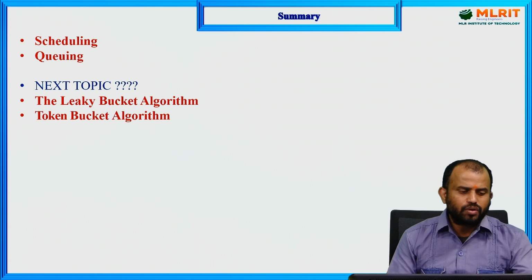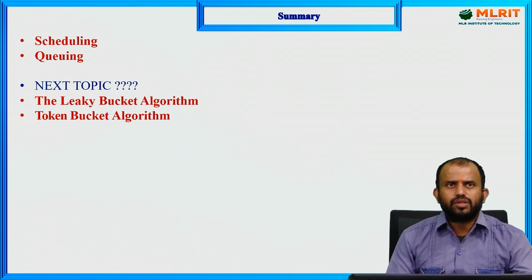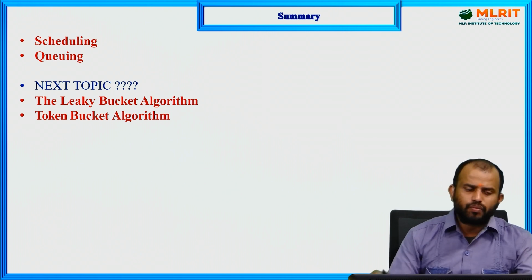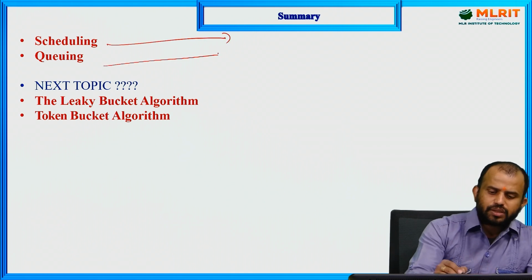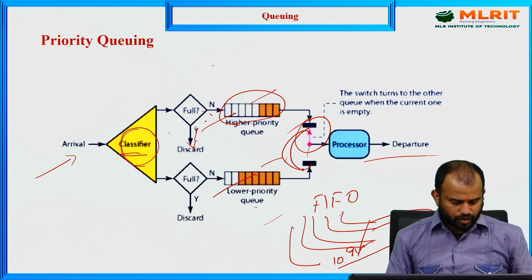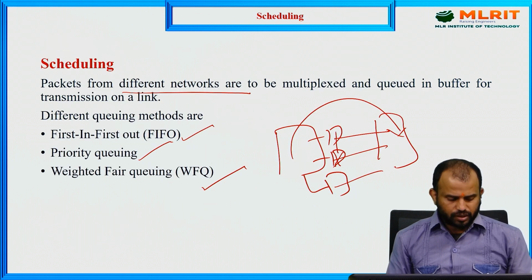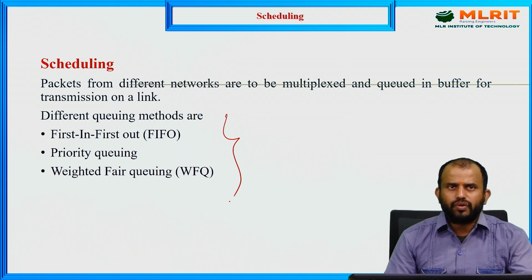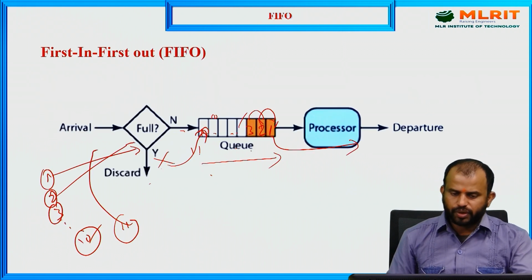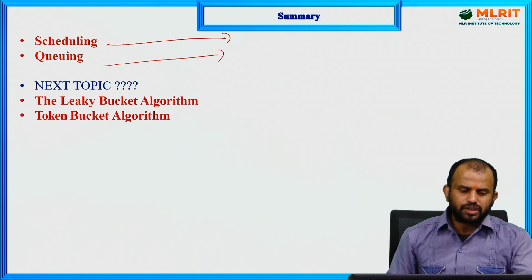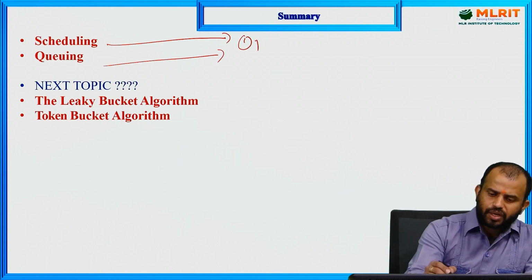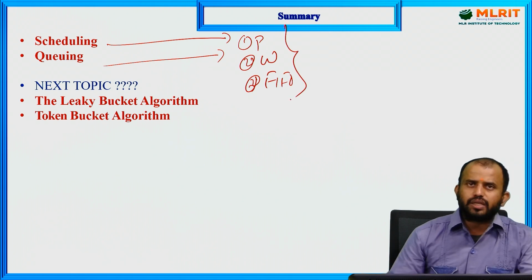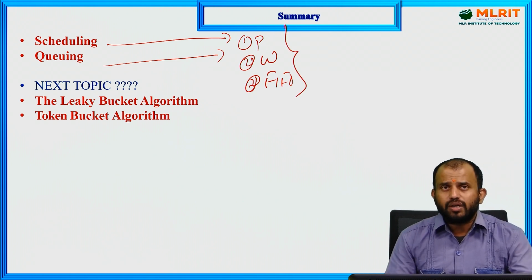So as I conclude this session, we discussed two important topics, which are the scheduling mechanism as well as the queuing mechanism. In the scheduling mechanism we discussed three important things. First is first in first out, then priority queuing, as well as weighted fair queuing. When discussing each and every mechanism, there are certain advantages and certain limitations. We can't say disadvantages, but we can say some kind of limitations are there.